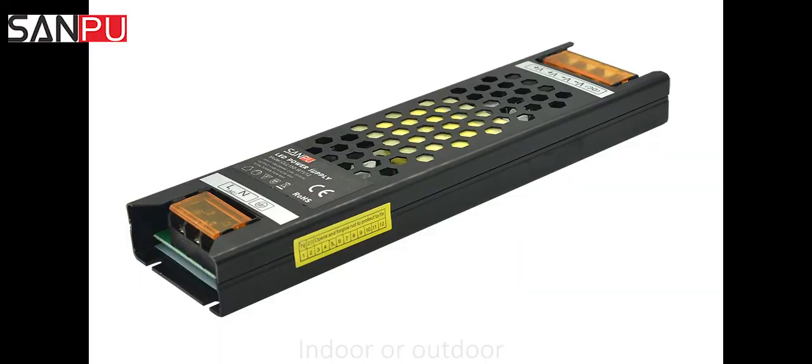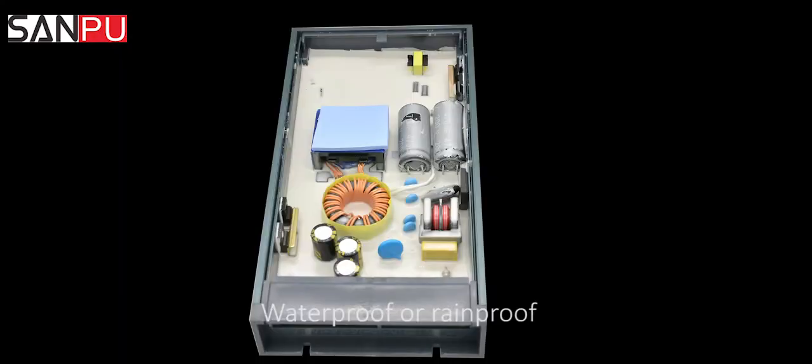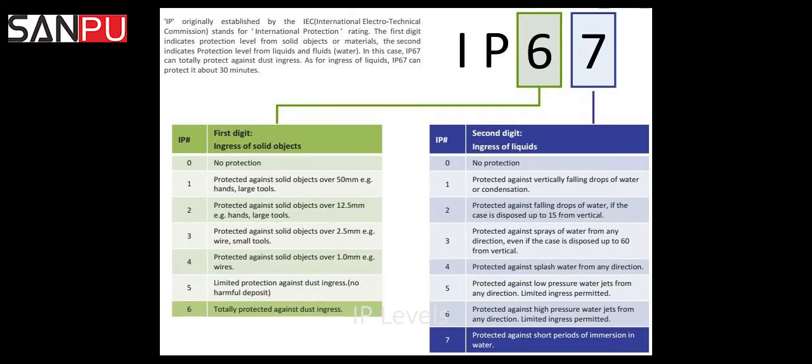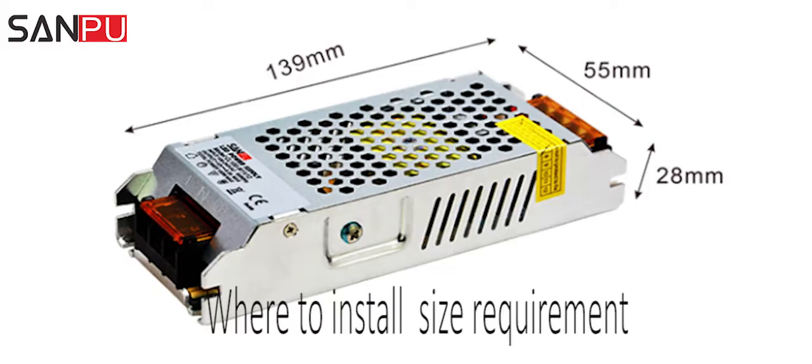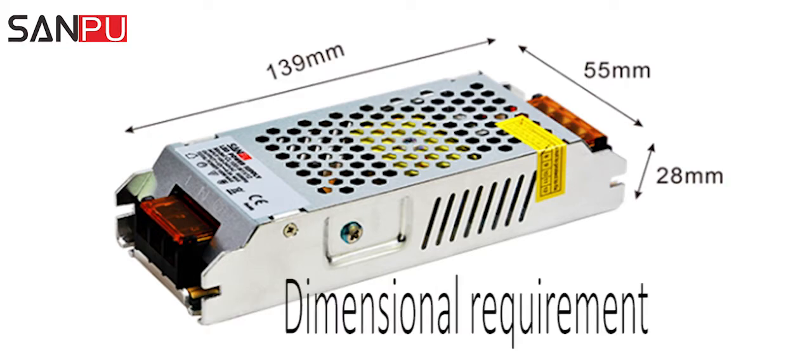Where to use: indoor or outdoor, waterproof or rainproof, IP levels, dimmable or non-dimmable. Where to install: size requirement, dimensional requirement.